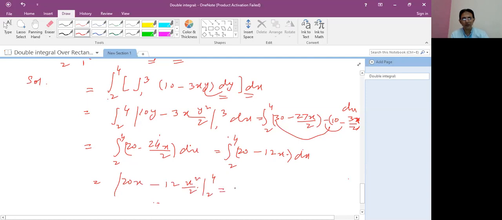Applying the limits in the next step, 20 into 4 is 80, minus 6 times 4 square, that is 16 multiplied by 6, which is 96. Then the lower limit: 20 into 2 is 40, minus 2 square is 4, 4 times 6 is 24. When we simplify, 80 minus 96 is minus 16.